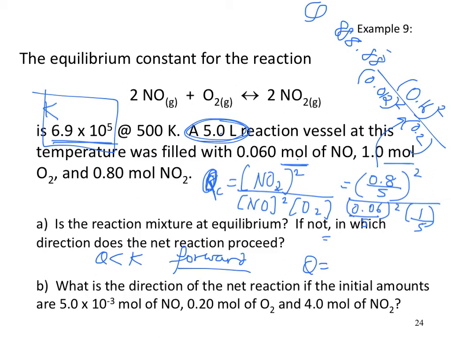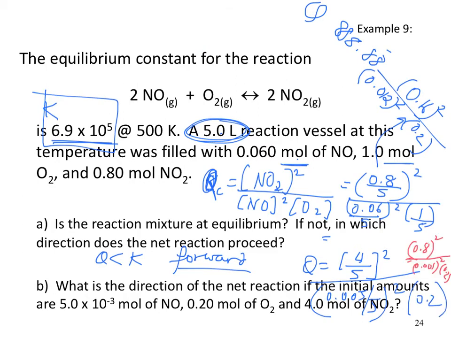That's what I'm going to go with right now also. So 4 divided by 5, square of that, and we are going to divide that by 0.005 divided by 5, square of that, and 0.2. And let's work it out.